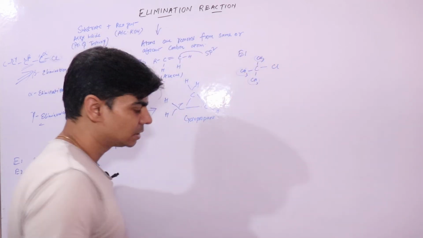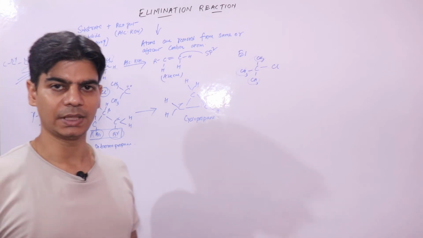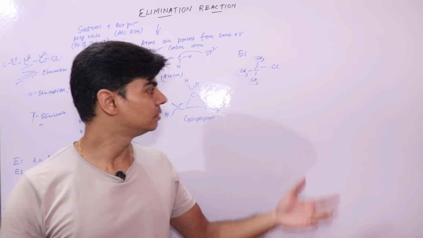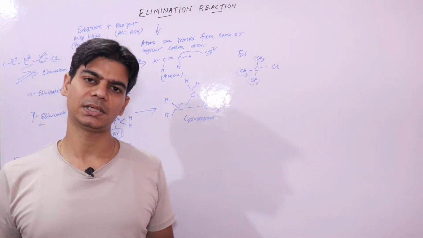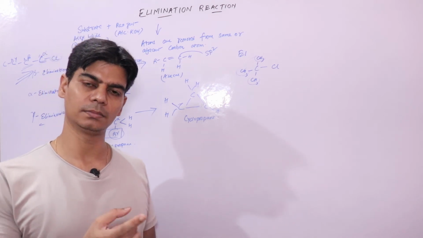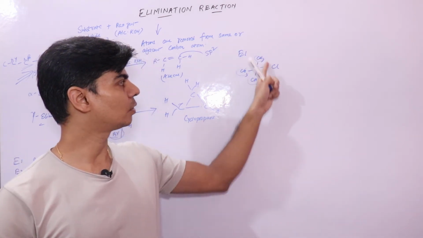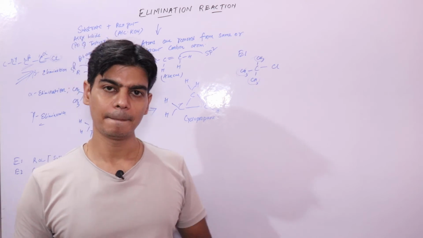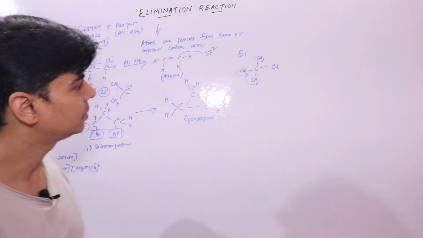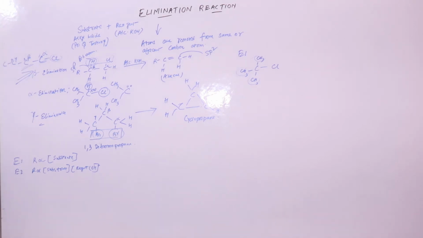So E1 elimination reactions are 2-step reactions. First step would be ionization of the alkyl halide, that is, the tertiary halide. Second step would be attack of the reagent on this cation, on the carbocation, to form an alkene. We'll now see how it works. This is important. E1 and E2 both are important.